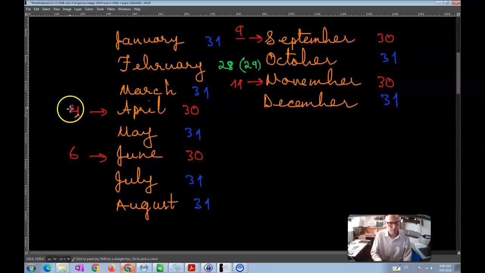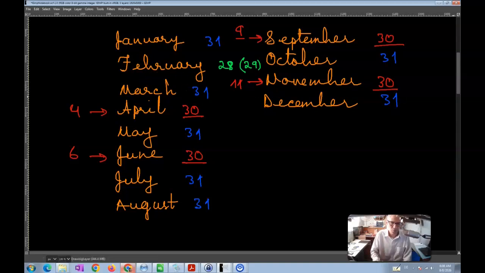So the difference between 4 and 6 is 2, and the difference between 9 and 11 is also 2. That way you can probably remember the numbers. So 4 and 6, 9 and 11. In these 4 months, you will always have 30, 30, 30, and 30 days, right?